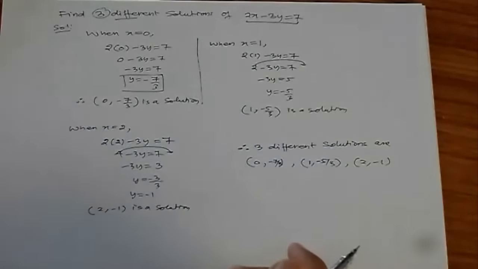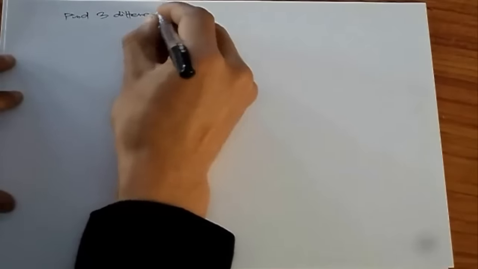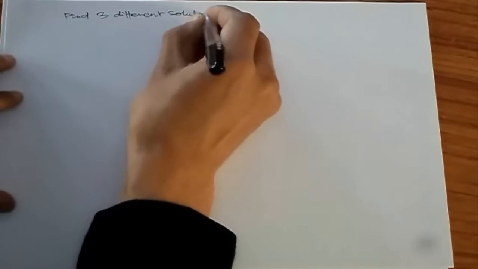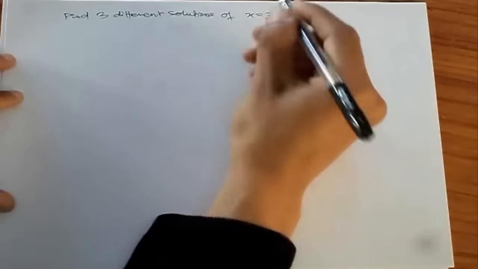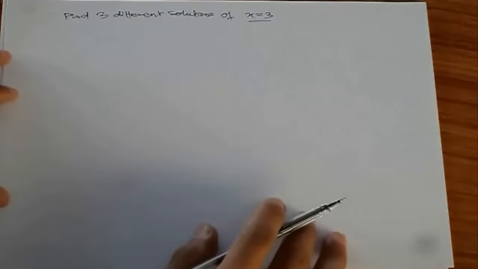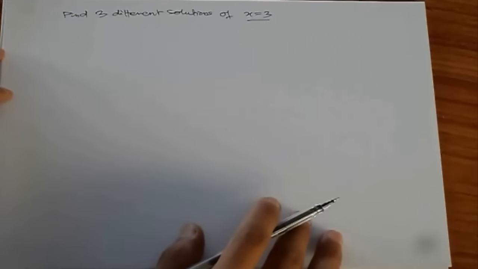Okay, now let's take another example and find a solution. So it's another case. Find 3 different solutions of, let's say, x equals 3. Now this is a linear equation in one variable. A linear equation in one variable has only one solution, but we can express this as a linear equation in two variables and find many solutions.